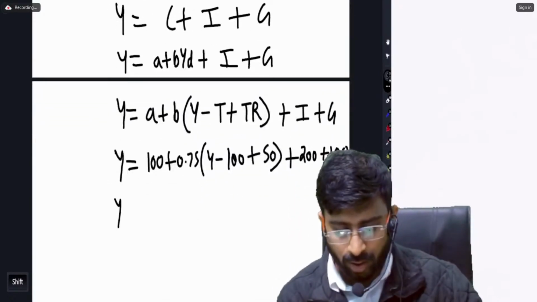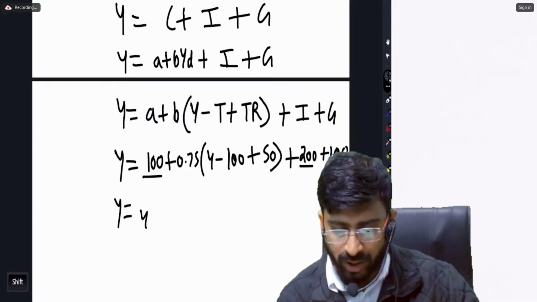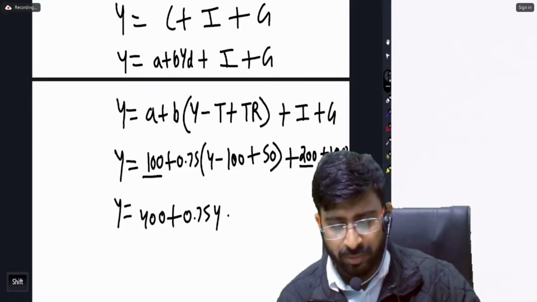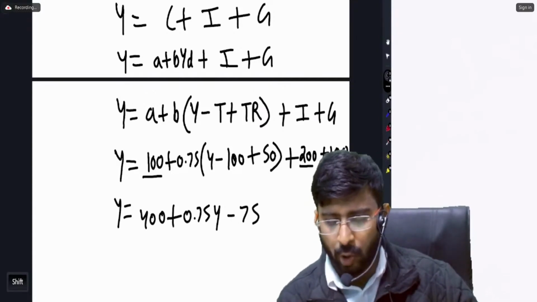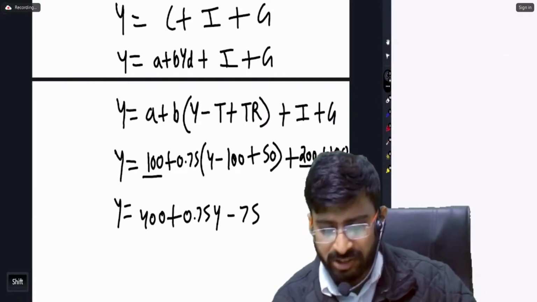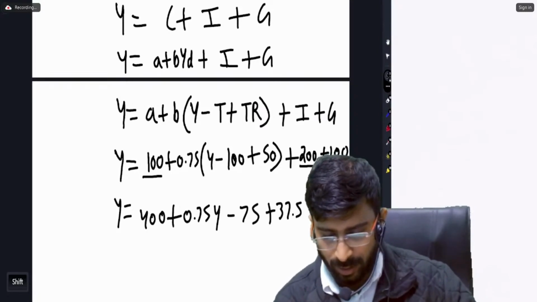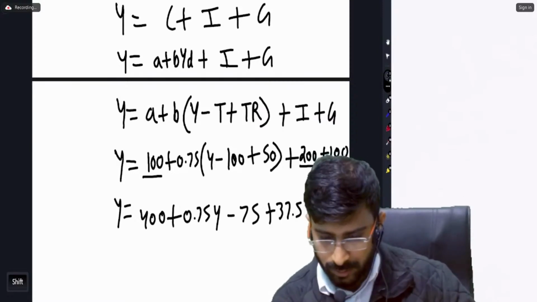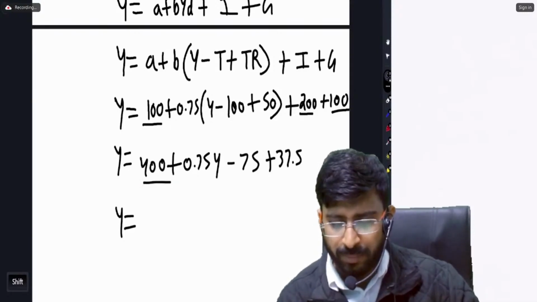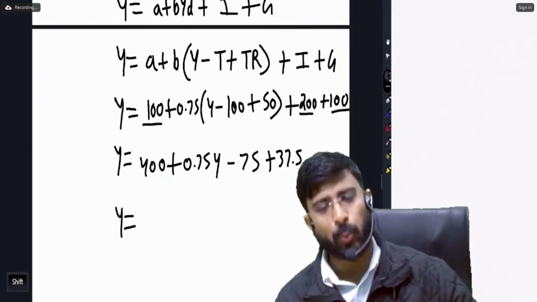Correct. So Y equals 100 plus 200 is 300, and 100 more is 400, plus 0.75 Y. 0.75 into 100 is minus 75. And 0.75 into 50 is how much? You all tell me. 37.5. Just checking the calculations. Okay, seems fine. So Y equals 400 minus 75, which is 325, and 325 plus 37.5 is 362.5.